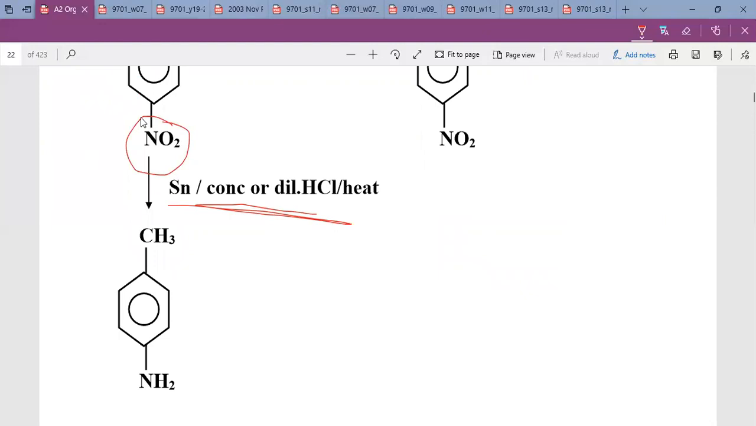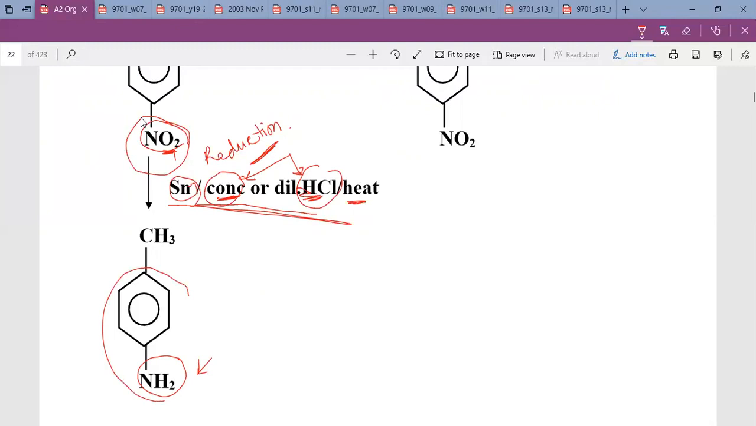Now your nitro group, your NO2 group here, can be reduced. This reduction: tin, special for NO2 in the ring, tin and concentrated HCl can do the job. But sometimes they put dilute, but concentrated HCl is the more frequently used in the marking scheme and in the books, rather than dilute. Now this will be able to reduce, means remove the oxygen to give you your NH2. This is very common, which you see later is called aniline. This whole part is called aniline.